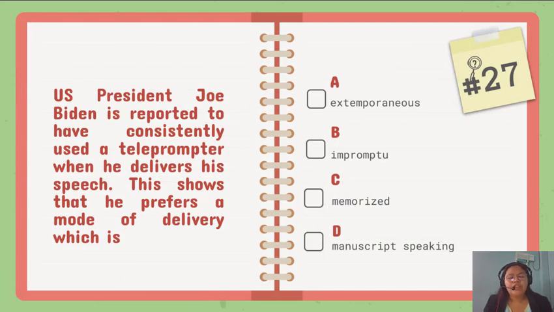Number 27. U.S. President Joe Biden is reported to have consistently used a teleprompter when he delivers his speech. This shows that he prefers a mode of delivery which is A. Extemporaneous, B. Impromptu, C. Memorized, or D. Manuscript speaking. The correct answer is letter D. Manuscript speaking, or reading the speech word for word from its written form or the manuscript.